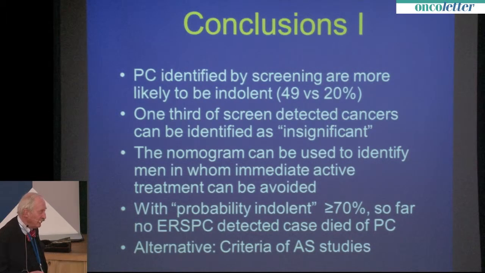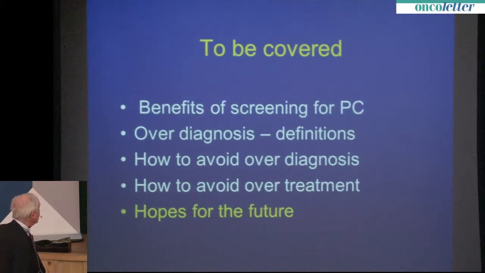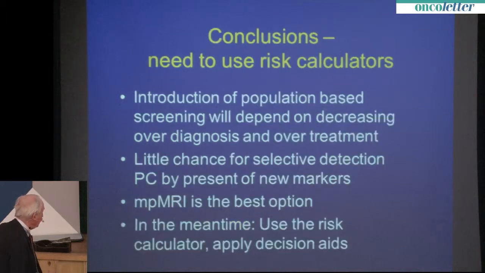And the alternative to this is to use the active surveillance criteria, as I mentioned. So what are the hopes for the future? I think that the introduction of population-based screening will depend on decreasing overdiagnosis and overtreatment. There's little chance for selective detection of prostate cancer by present or new markers. Multiparametric MRI, in my view, is the best option, and we will have to see.